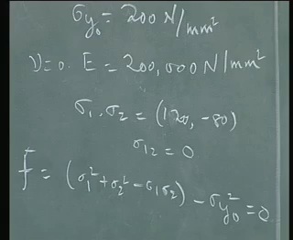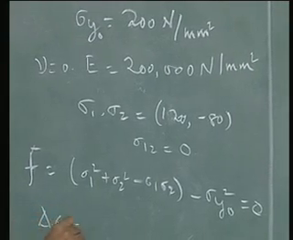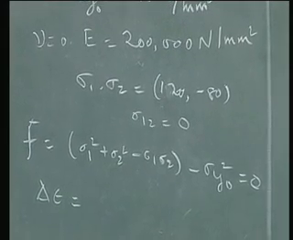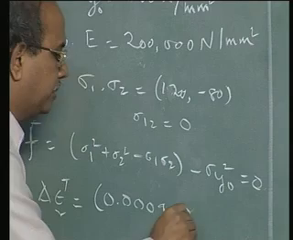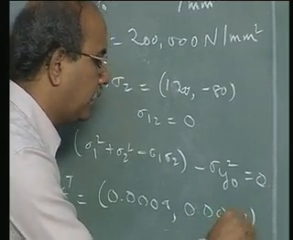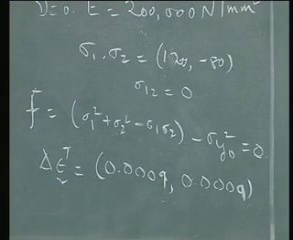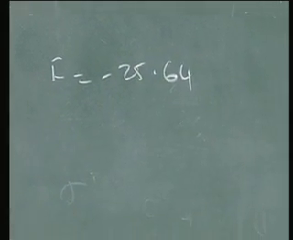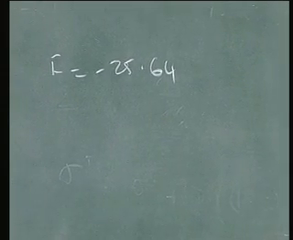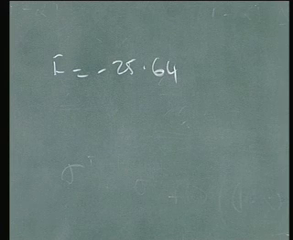Let us say that I have calculated delta epsilon 1 and delta epsilon 2, and let both of them be nine. That is delta epsilon, so I've already done the first step. If I calculate F using this, I've done that as well. From there we will start. F happens to be minus 25.64, which means that we are inside the yield surface. F is less than 0, which means that we are inside the yield surface.